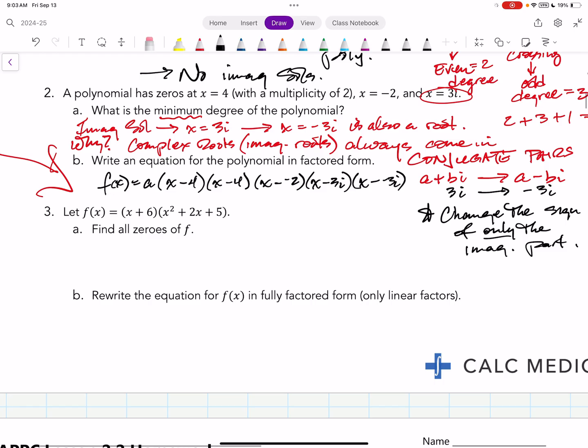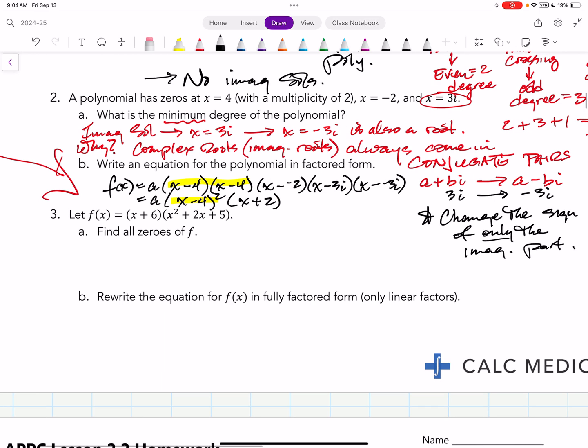Now you simplify, and so you get a times x minus 4 to the second power. These two, x minus 4 times x minus 4, is x minus 4 to the second power. And then times x plus 2 because we have a double negative. And then here you keep it the same: x minus 3i times x plus 3i. So simplify when possible. Again, what I did, let me just be more specific.